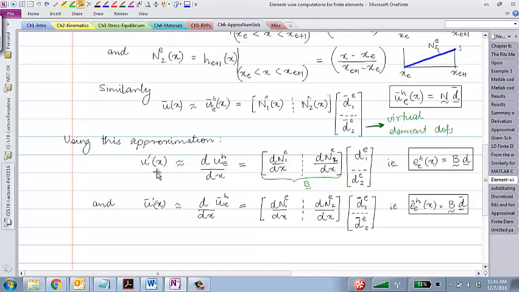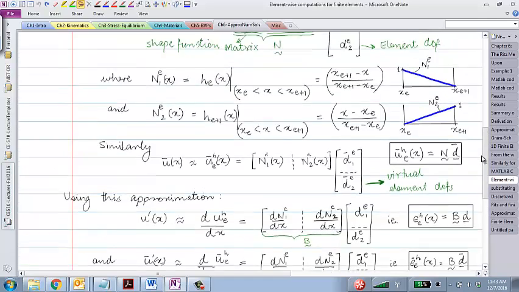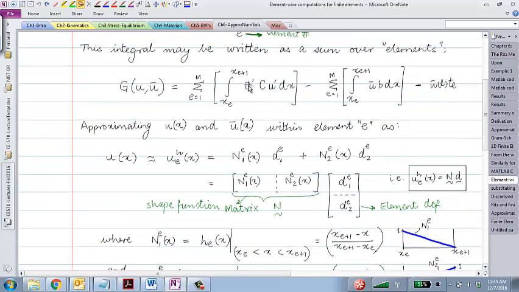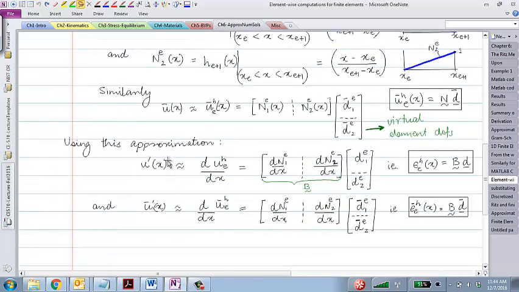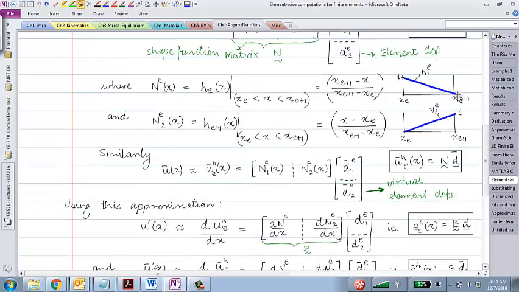In order to substitute this approximation back into the weak form, we will also need u bar and the derivatives, because here we have u bar prime and you have u prime. So the derivative of the real displacement would just be the derivative of the shape functions. These degrees of freedom are constants. They don't depend upon x. So can you tell me what would be the derivative of this function? Would it be constant? It's a linear function, so the derivative would be constant.